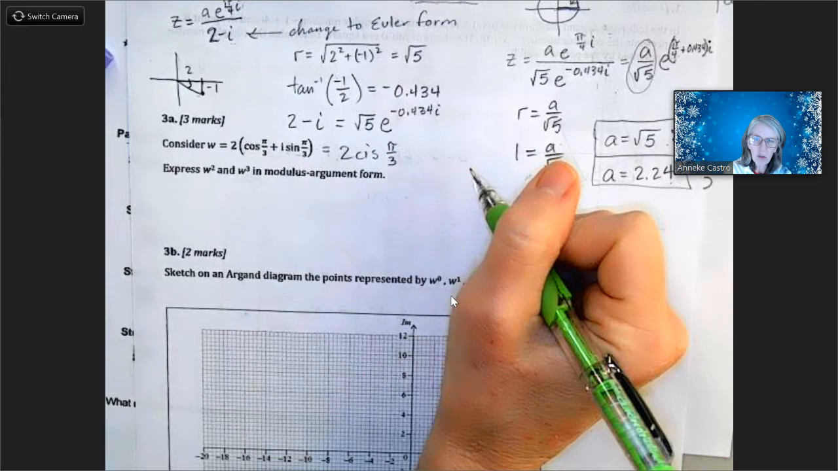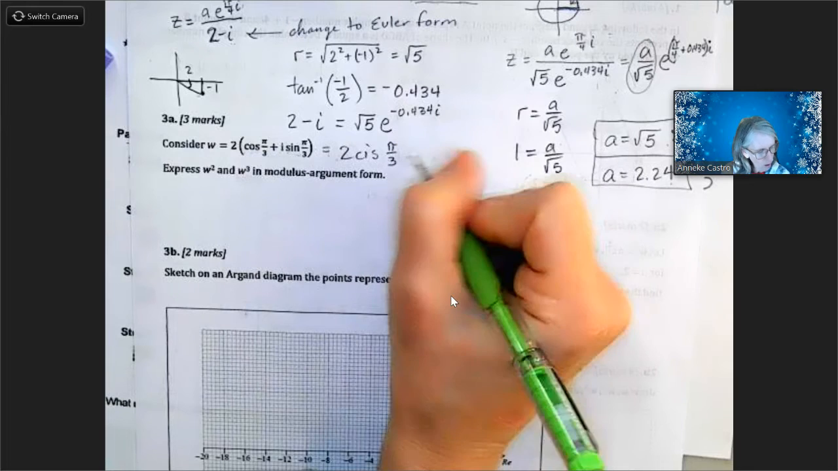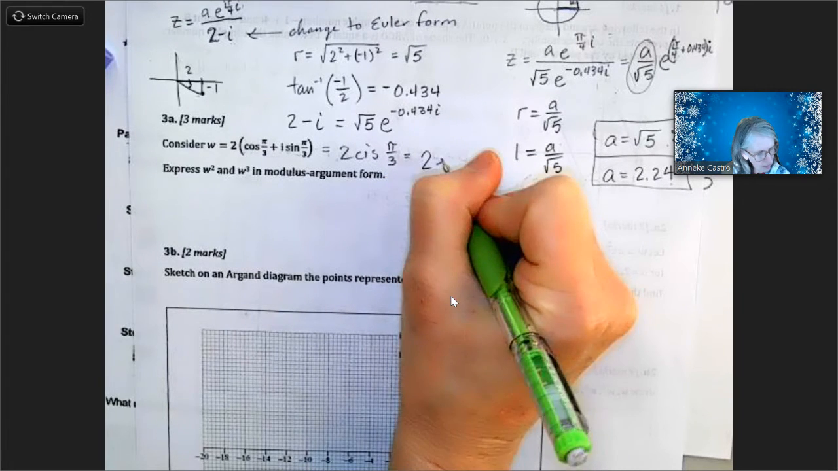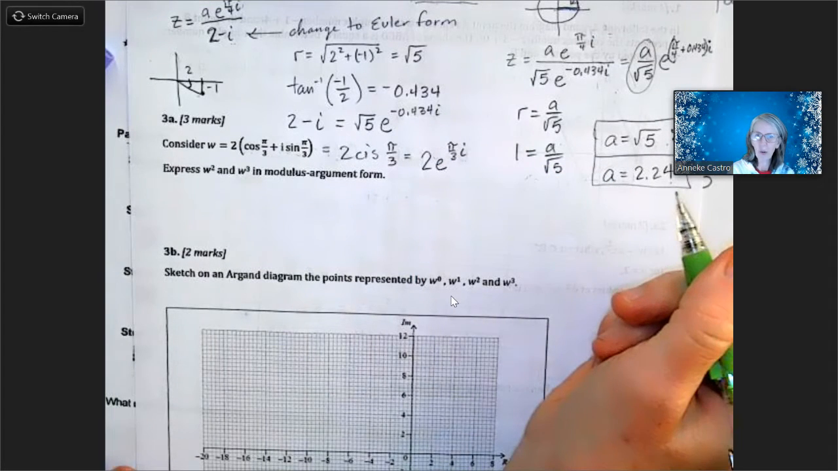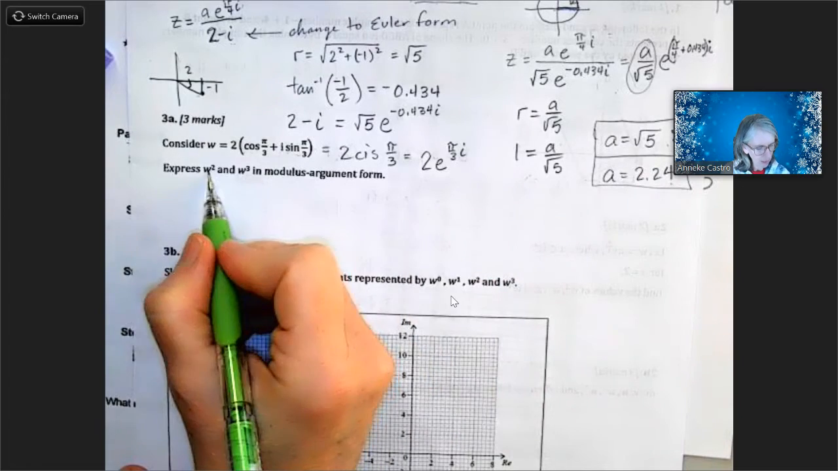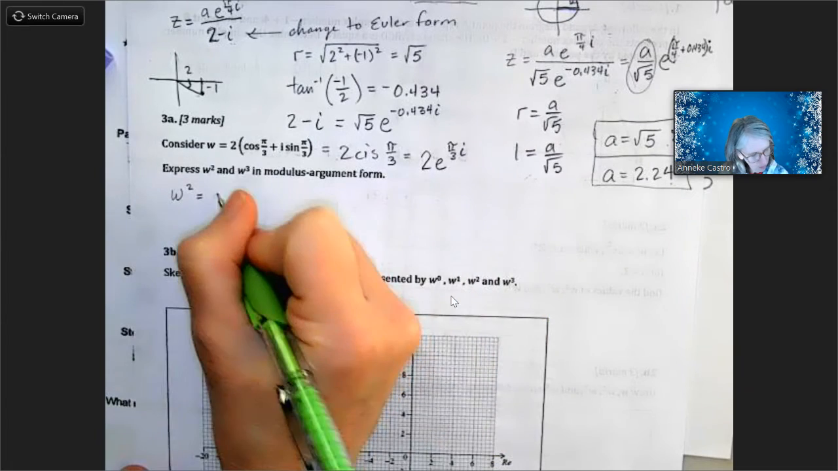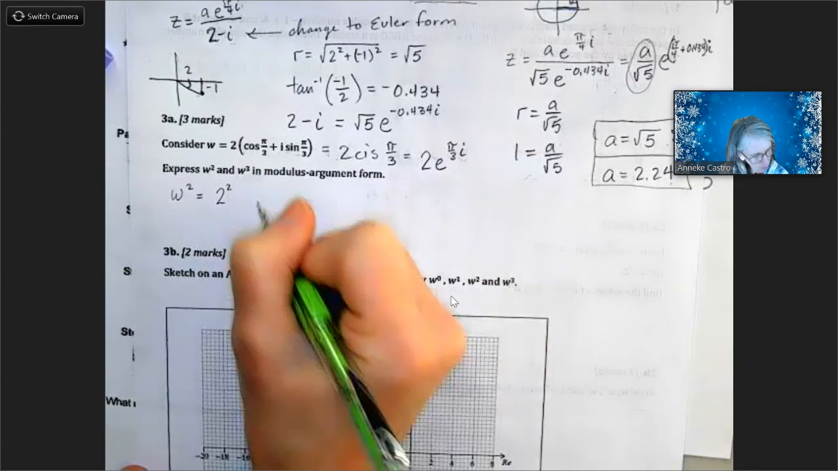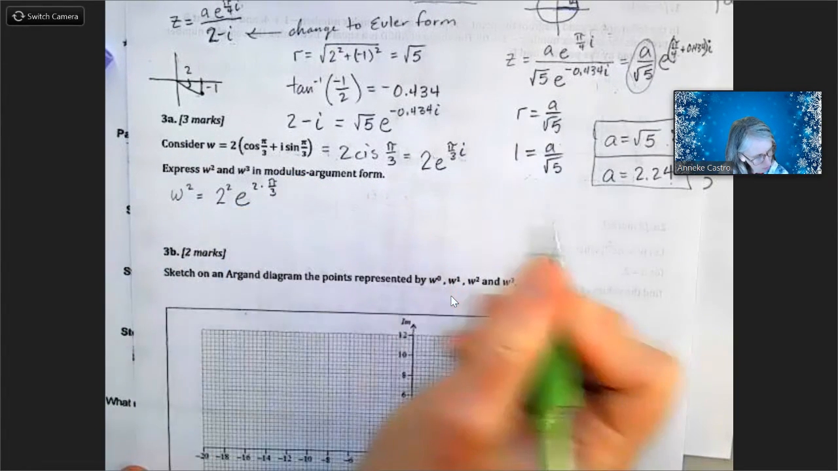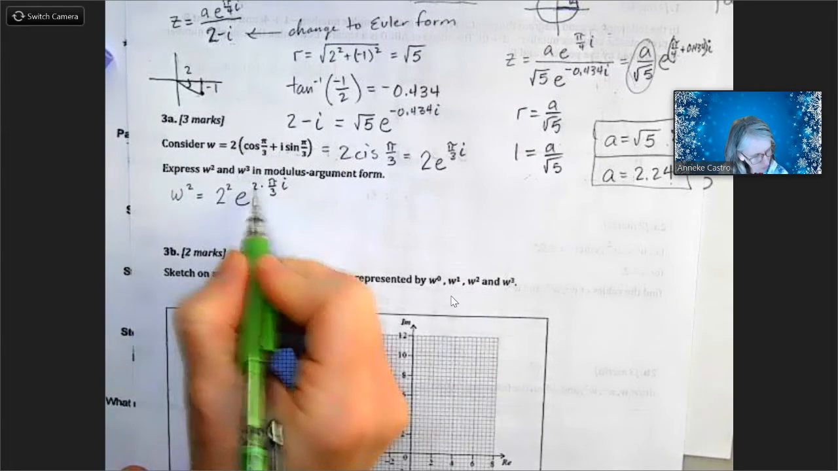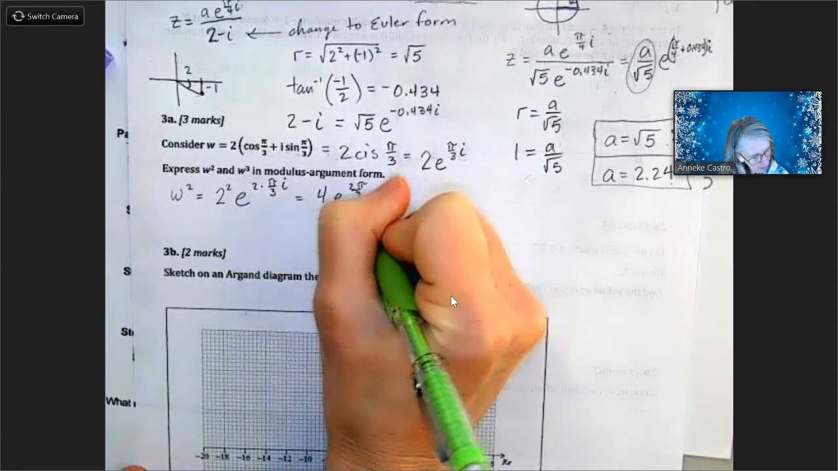So if we want to do powers, I find it's easiest to write it in exponential form or Euler form. So I'm going to rewrite it again as 2e to the pi over 3i. For me, I just like writing it in Euler form, then I can square it. So w squared is going to be, we square the modulus, and then we multiply the argument by 2, by the power. Okay, power of 2 multiplied by 2. So we get 4e to the 2 pi over 3i.